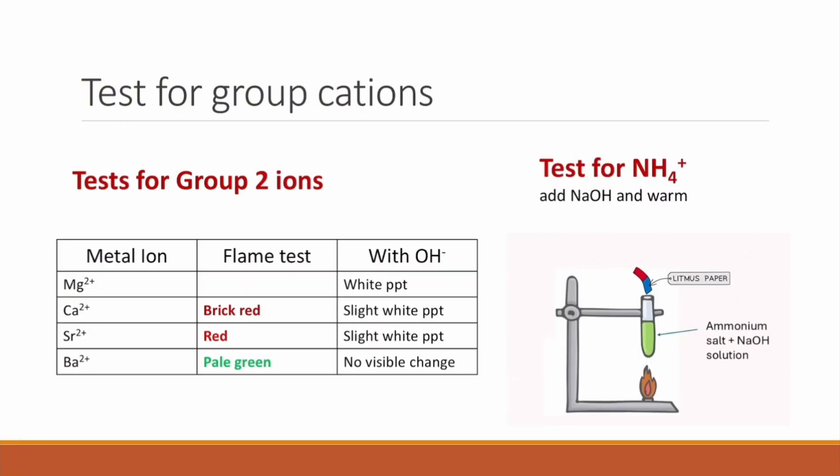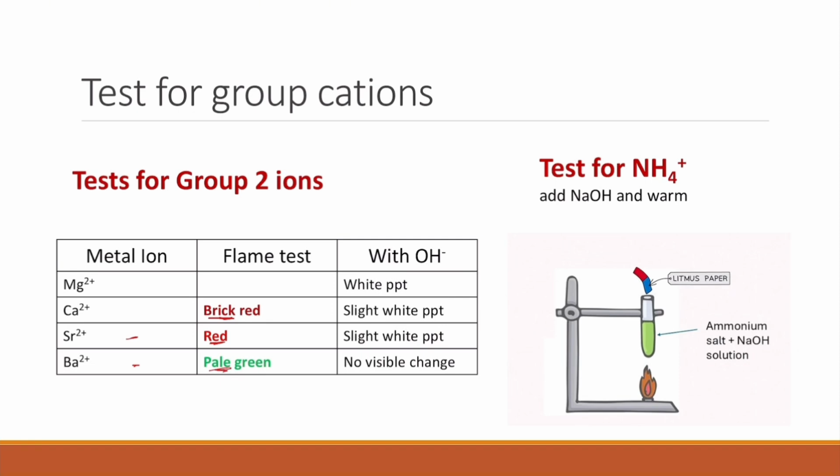Finally, tests for the cations. We have a test for group 2 ions first. So we have the flame test. You need to know only these three. Calcium in the flame test will give you a brick red flame. Strontium will give you a red flame, and barium will give you a pale green flame.